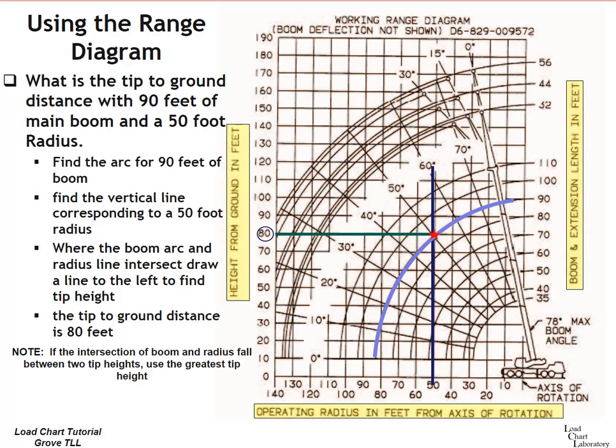A note, and I'll mention this again, it will be illustrated in the next example, but let's mention it now because it's important. If the intersection of boom and radius fall between two tip heights, use the greatest tip height. What does that mean? Well, if your green line ended up falling between 80 feet and 90 feet, you would use 90 feet as your tip height. If it fell between 70 feet and 80 feet, you would use 80 feet as your tip height. Always use the greatest tip height.